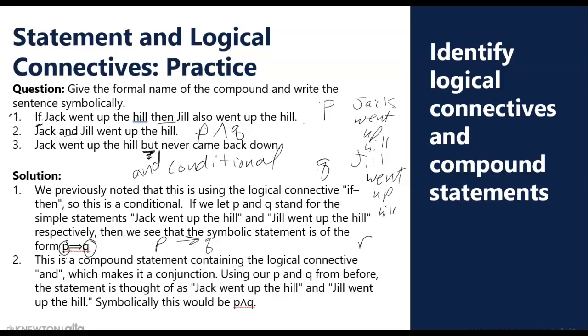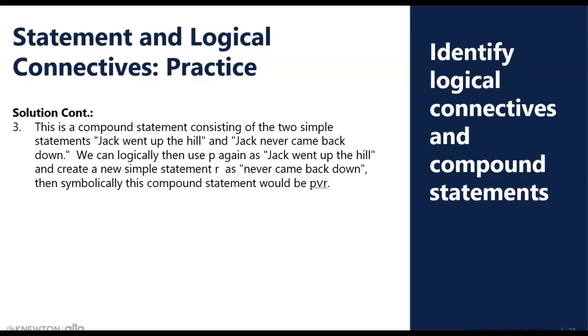Let's see how they handle that in the next slide. Okay, we can use P for Jack went up the hill again, but we can't use Q again because we said that was Jill went up the hill. So we say R never came back down. This should be P and R, not P or R. I don't know why they said P or R. It should be a conjunction, the and statement. Whenever you see the word but, it should be an and.